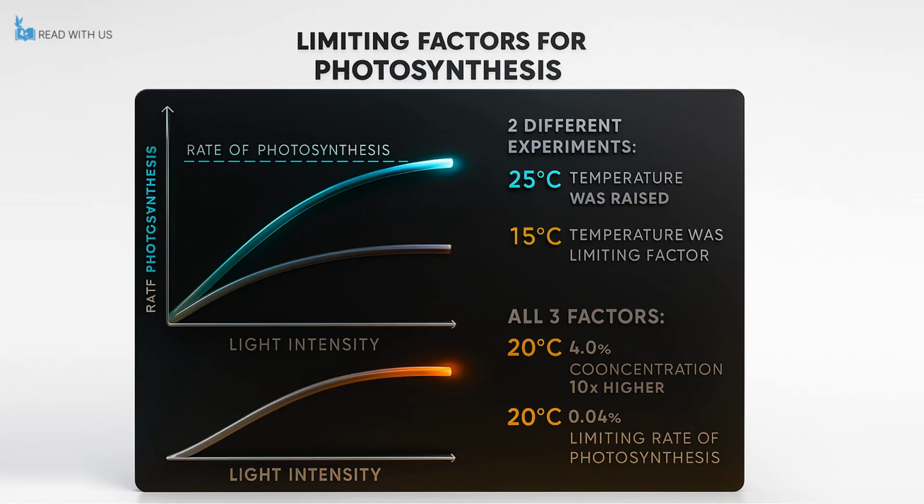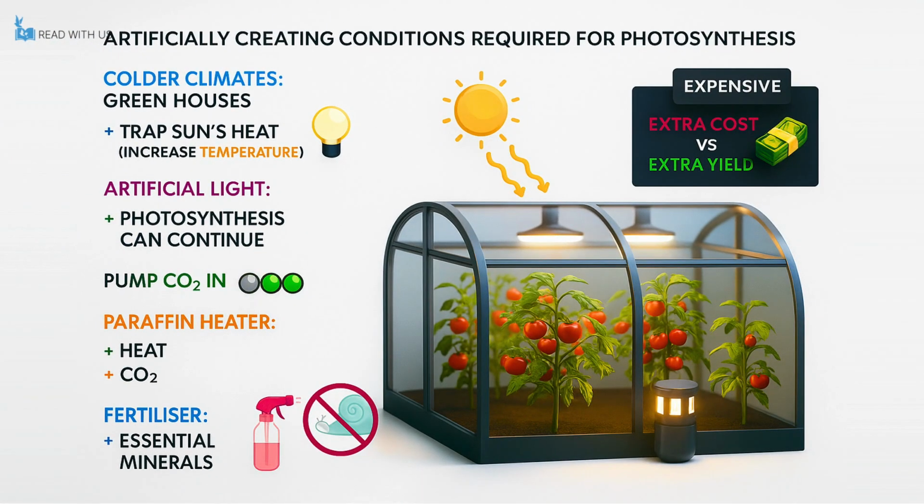Understanding all of this helps farmers and horticulturists make informed decisions about how to improve plant growth. For instance, in colder regions, farmers often grow crops inside greenhouses, which capture the sun's heat and help raise the temperature to more optimal levels. To keep photosynthesis going even at night or on cloudy days, they might install artificial lights. In addition, they may increase the carbon dioxide levels inside greenhouses by pumping in carbon dioxide gas or using equipment like paraffin heaters, which release both heat and carbon dioxide when they burn.